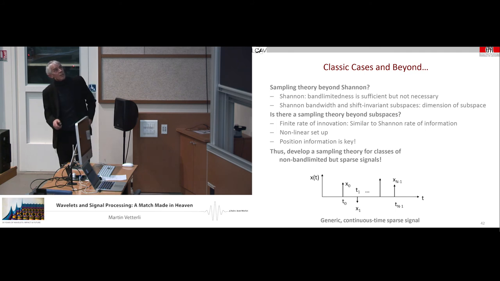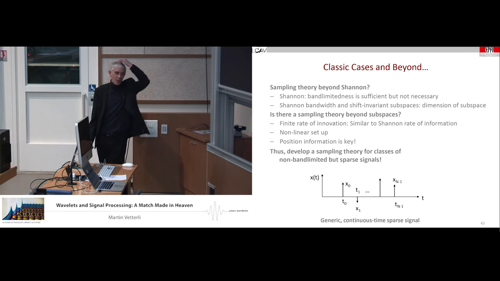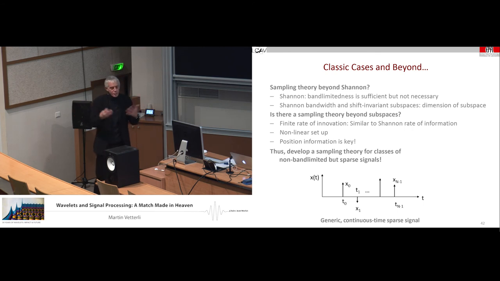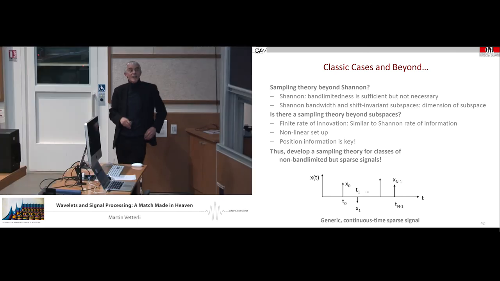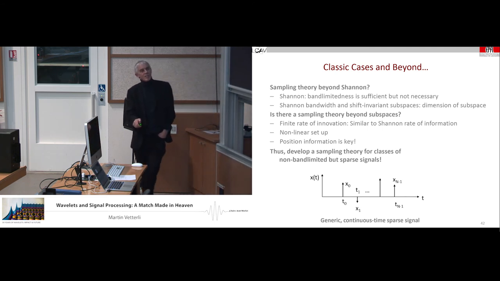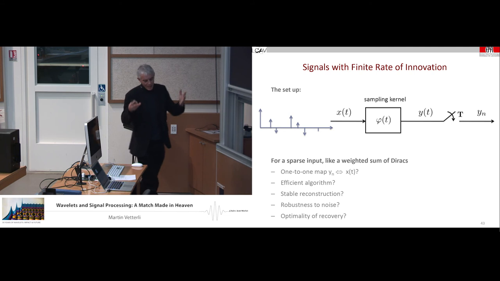Okay, so in the end, we said, is there something beyond this classic subspace view of the world? And we sort of decided, we started by looking at the worst case, right? What could be the worst case? Instead of smooth functions, you take Diracs, right? And so we have this archetypal signal on which we can prove something. That's why I like it as an archetypal non-band-limited signal. It has unknowns, which are time instants and values of the Diracs. Okay. And we got into this classic setup.